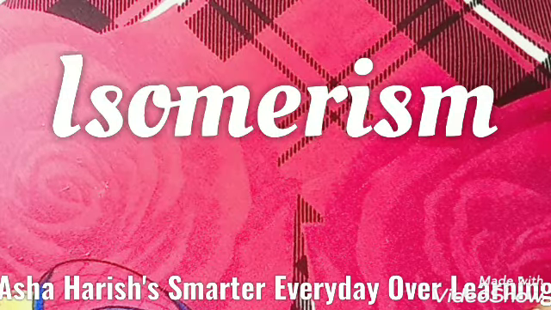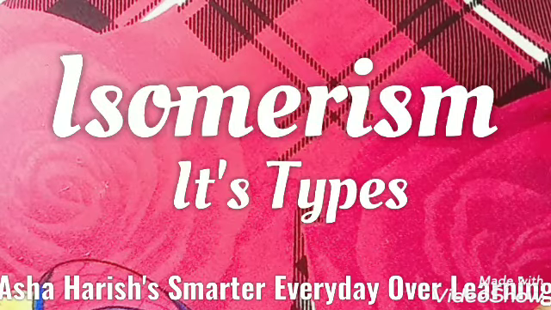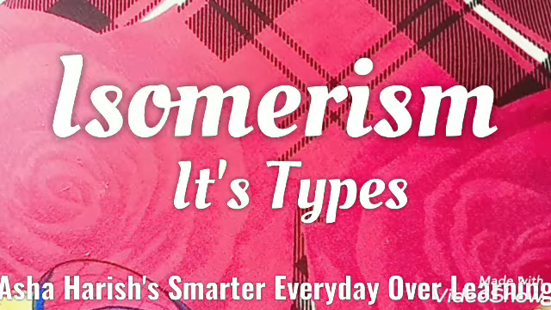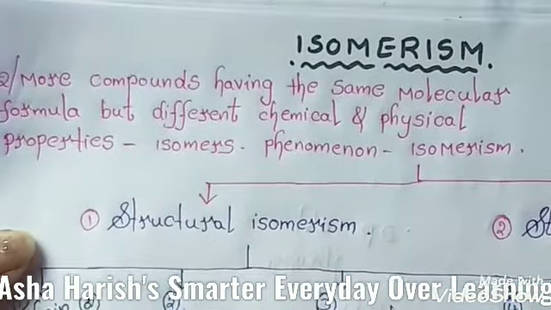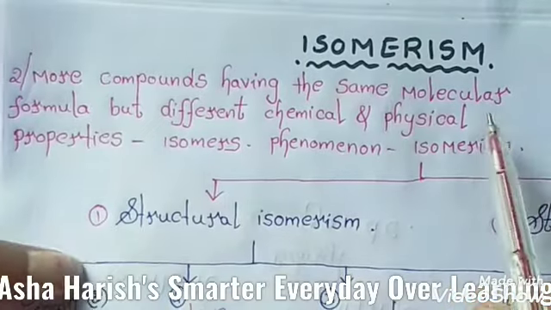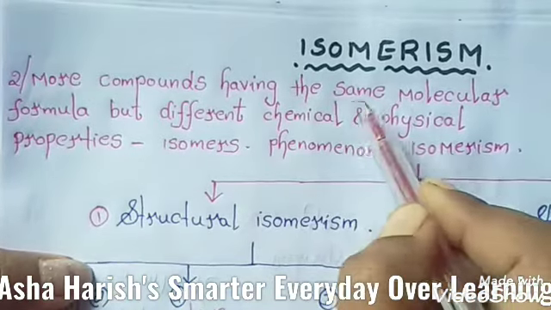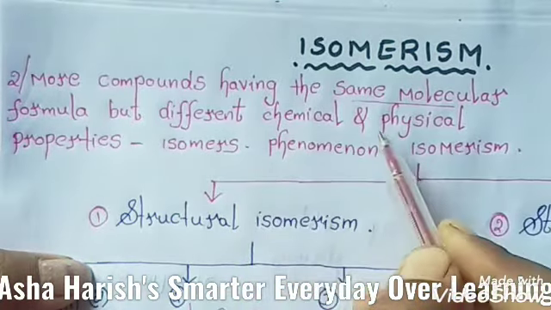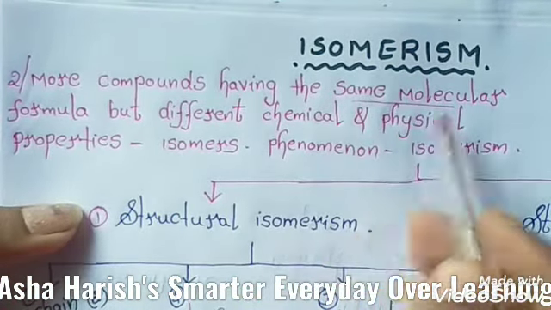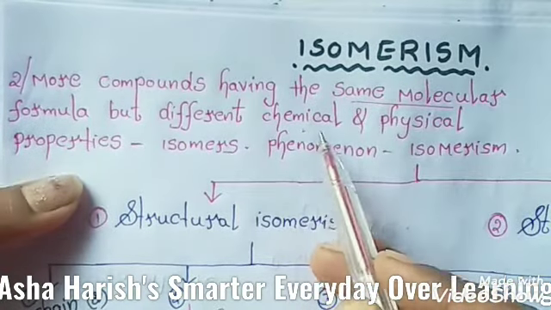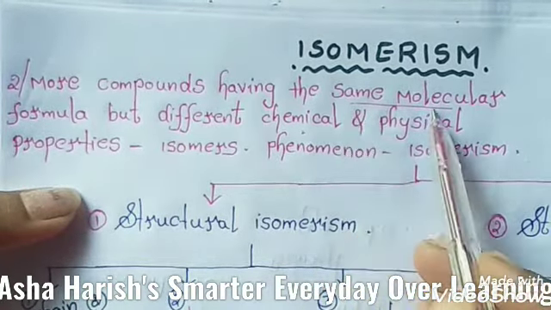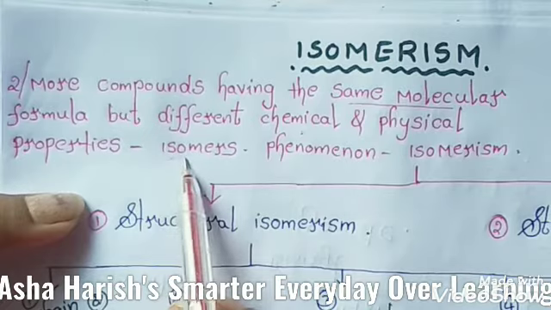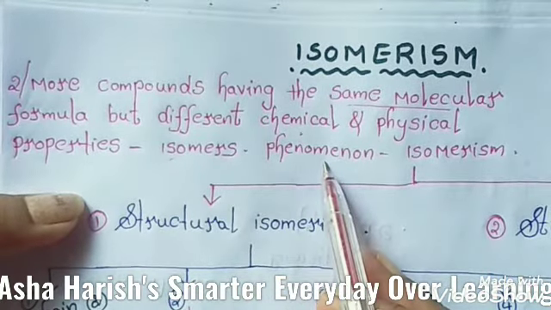Just we can recall what is meant by isomerism, what the definition is, and for what purpose we use isomerism. Let's see the definition. Suppose two or more compounds have the same molecular formula but different chemical and physical properties. The compounds must vary in their physical and chemical properties and must have the same molecular formula. Such compounds are called isomers, and this entire phenomenon is known as isomerism.